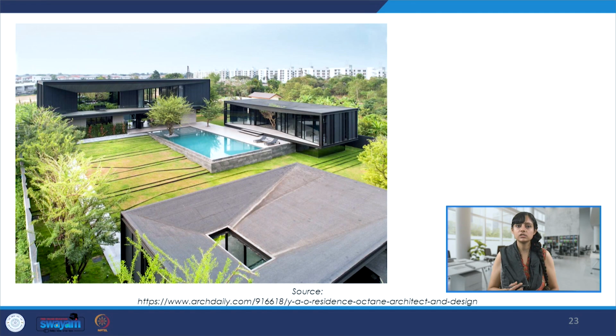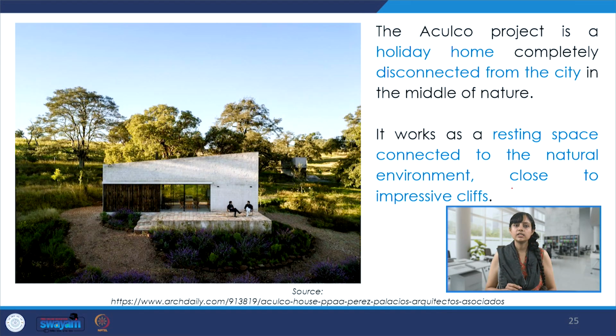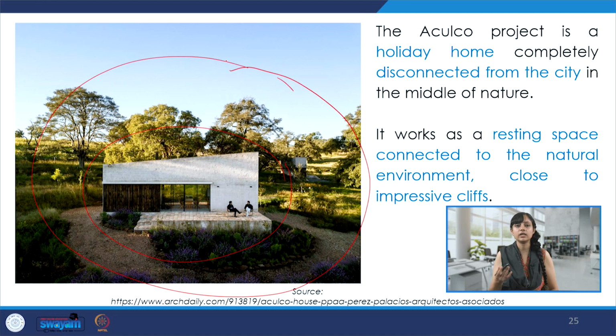Some more images. Then there is another project which we are talking about today. This is Acalco House, in Mexico. It's also compact, 90 square meters, 2017. And here, if you see again, it is such a compact space, but again utilizing the settings of the site, and a very interesting utilization of the surrounding space, closeness to nature and the kind of retreat.